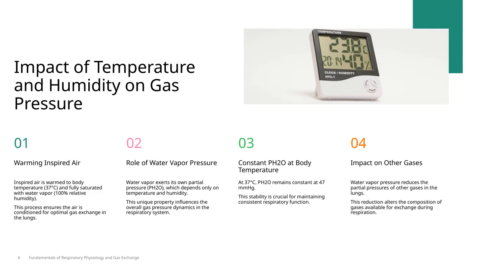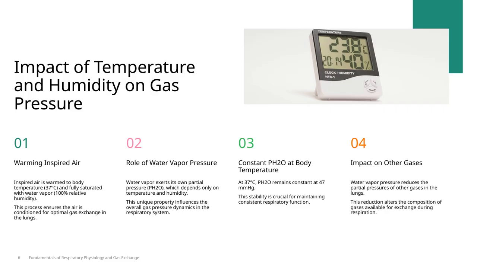Let's discuss how temperature and humidity impact gas pressure in the respiratory system. First, water vapor exerts its own partial pressure, known as pH2O, which depends solely on temperature and humidity levels. This means that as temperature or humidity change, so does pH2O, influencing the overall gas pressure dynamics within the lungs.